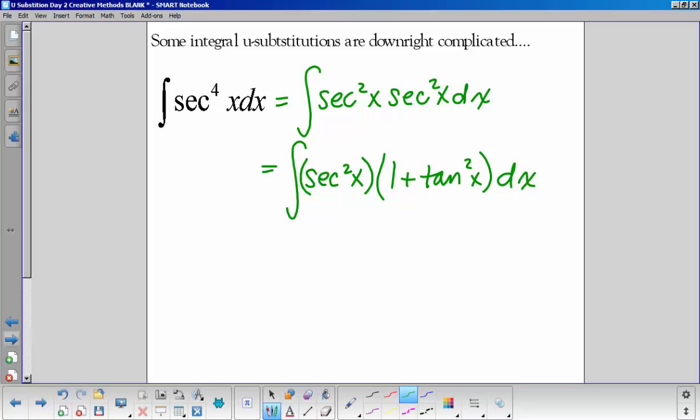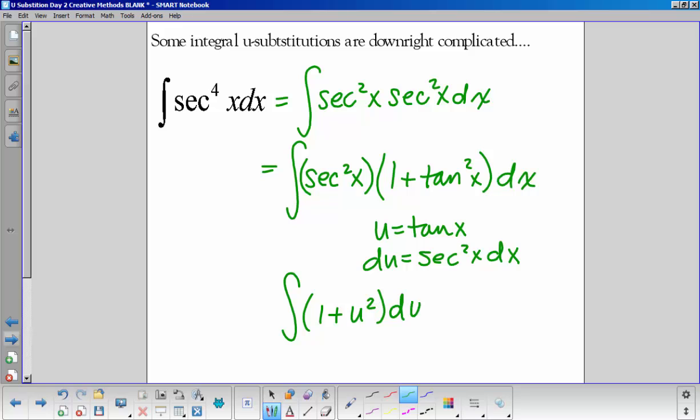This one's actually not too bad. This one's easier than I think the tangent one that we were working on before after school. Okay, so we're going to let u, do you see somebody's derivative first of all? Whose derivative do you see? Tan, so that's what I'm going to let u be. U equals tan x. Du is secant squared x dx. And so I can rewrite this as the integral of 1 plus u squared du. See how much better this one is than the tangent before?